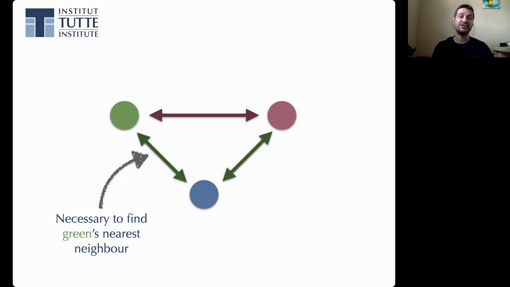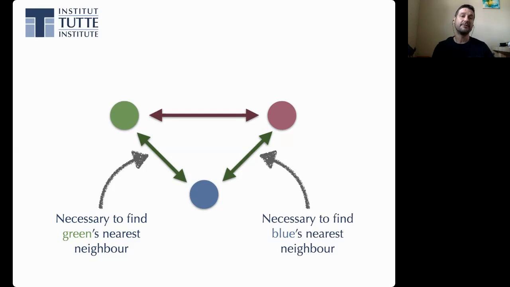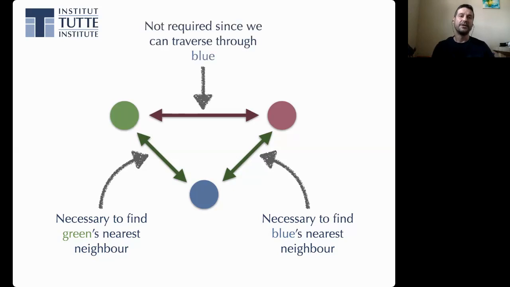It's the shortest edge that can possibly do that. Likewise, we're going to need this edge to get from blue to red. It's the shortest possible path. We need that one. But this edge, we don't need. We can get from green to red by traversing through blue.